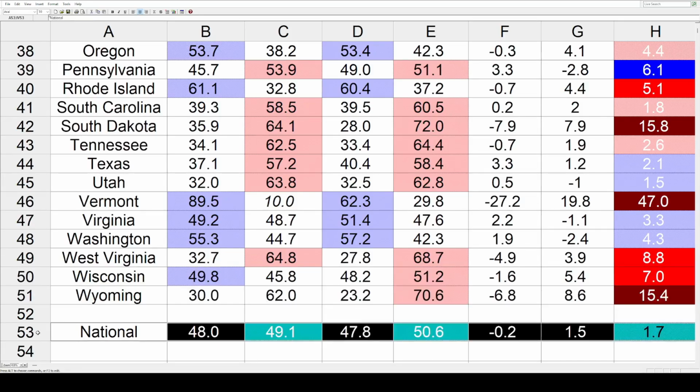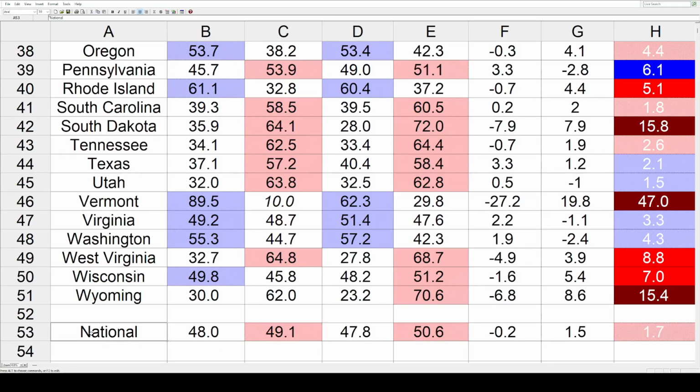And then we've got your national shift here. Overall, the Dems went down 0.2. The Republicans went up 1.5. That's a total red shift of 1.7. So those are all of the states, and those are all of the shifts.